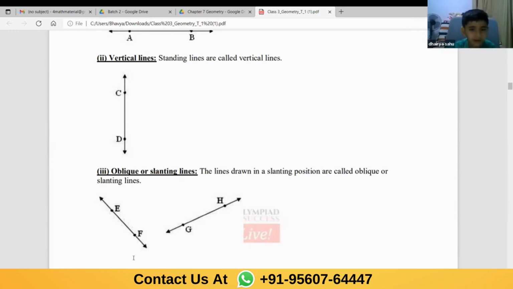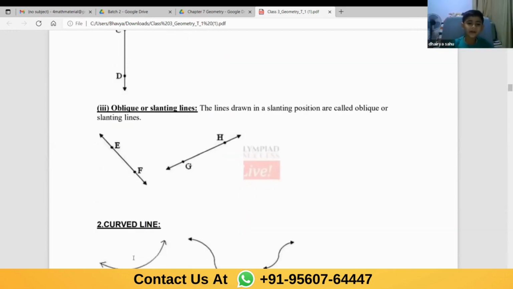Yes, ma'am. It looks like making a mountain or something. Yes. The way of mountain. Yes. Like in a triangle, you have these two slanting lines. In a triangle, these two are slanting lines, and the base line is a horizontal line. So slanting lines could be any which way. It is neither horizontal nor vertical.